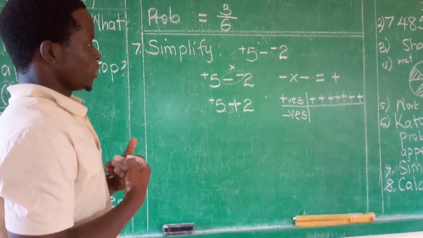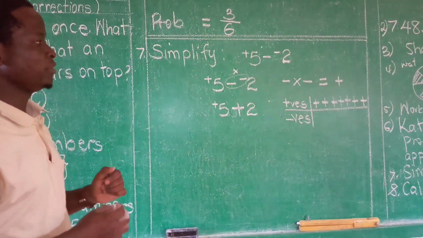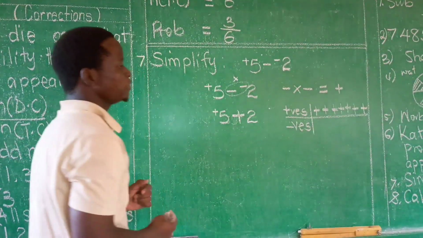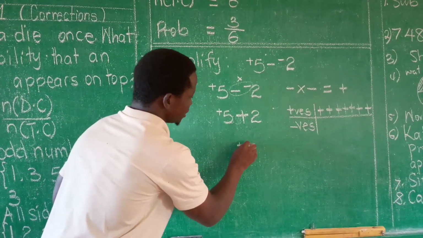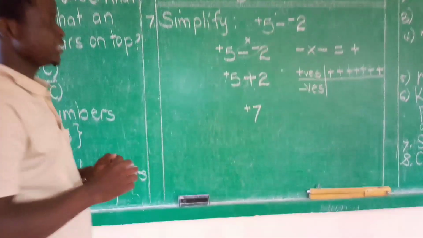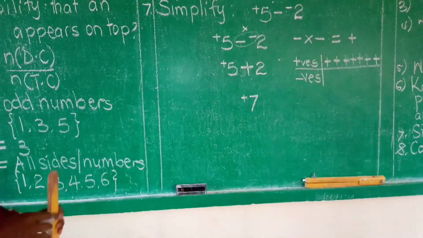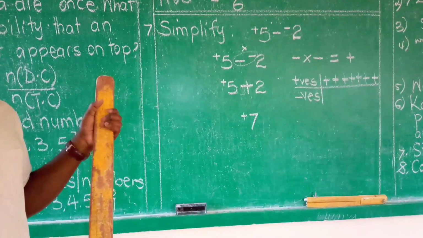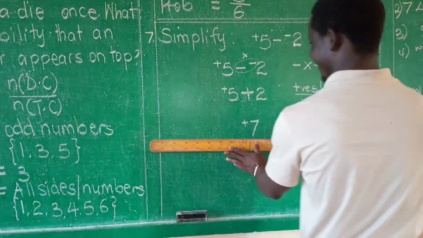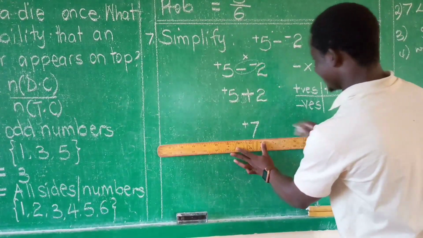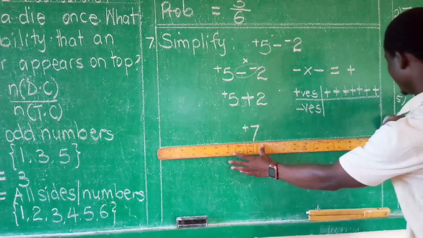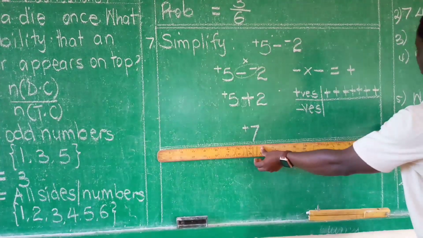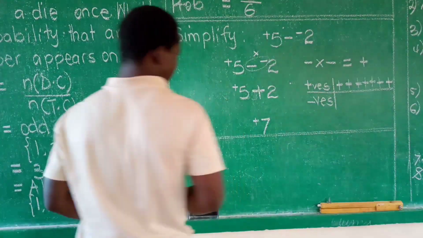So, we got our answer. What do we have there? 1, 2, 3, 4, 5, 6, 7 positives. So our answer is positive 7. Right? Yes. The answer is positive 7. Let's underline the answer. Remember, you underline with 2 straight lines from margin to margin for your work to be very neat.